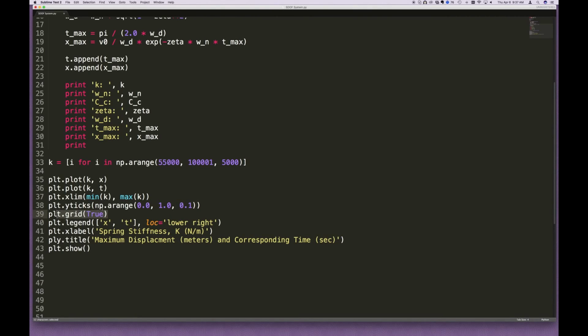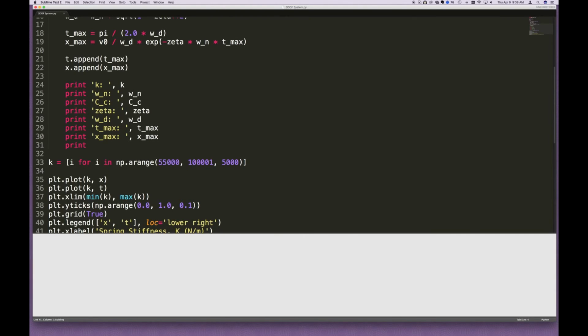This line puts a grid over the chart, makes it easier to read, in my opinion. This sets up the legend. I've said there are two values that we're calling x and t, and the location is in the lower right corner of the chart. Label the x-axis as such, put a title, and then finally show the chart. Okay, that's it. Now we can run it.